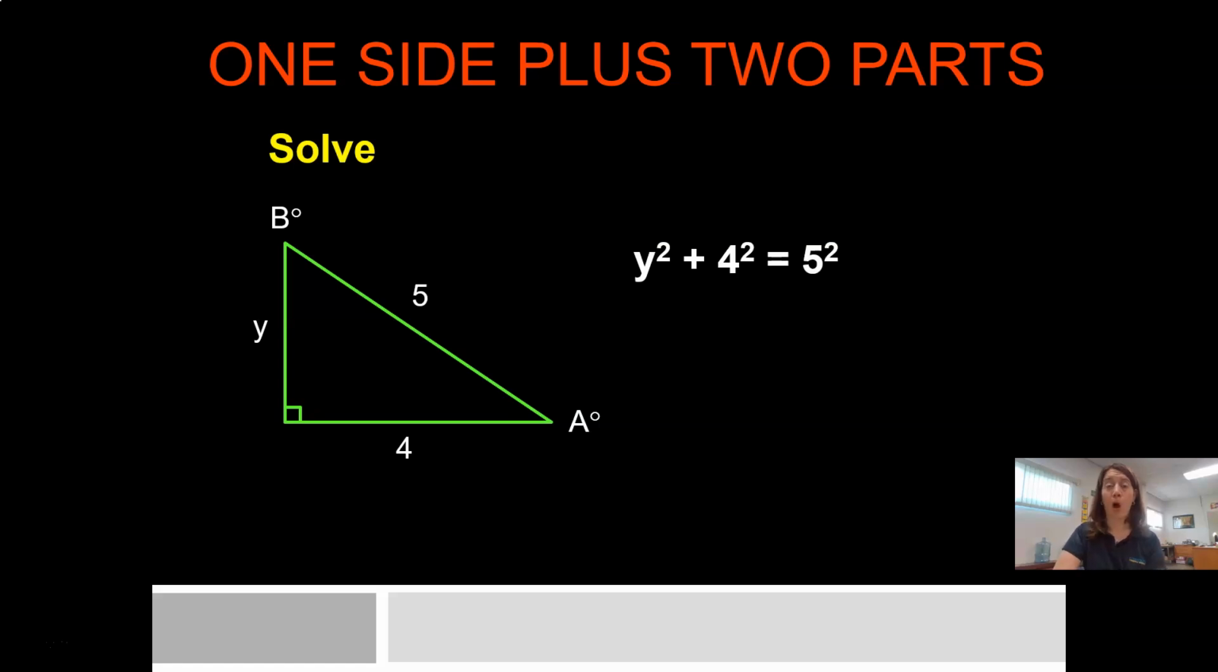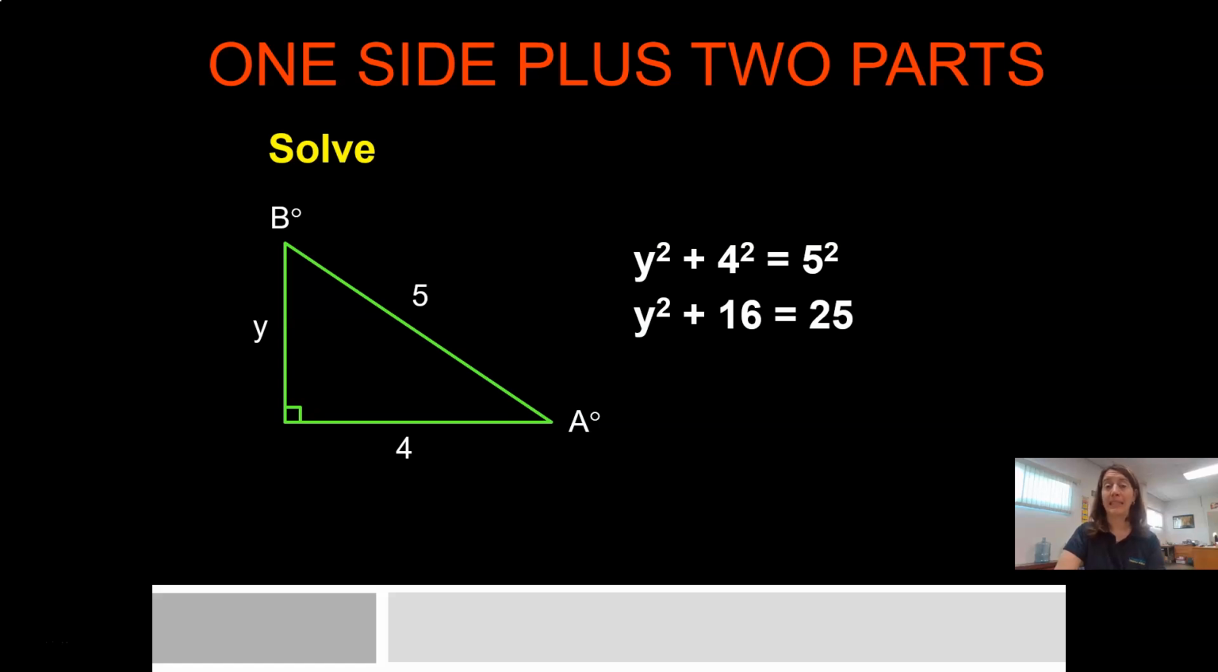So I set up y squared plus 4 squared is equal to 5 squared. Again, I can only use the Pythagorean theorem if two sides are already stated in the question and I'm only missing one of the sides of the triangle. Doing our arithmetic gave me y squared plus 16 was equal to 25.